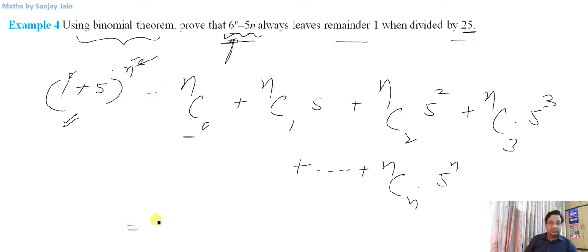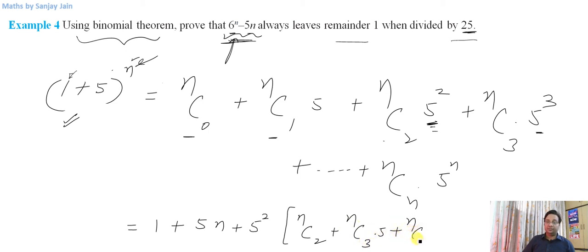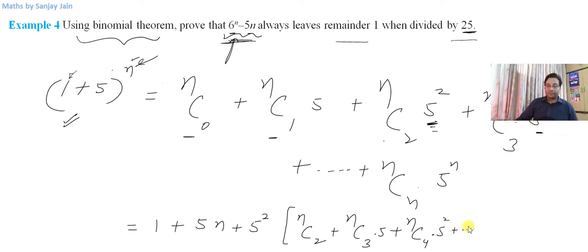This is 1. This is nc1 is n, so I can write it as 5n plus this is nc2 into 5 squared. So if you see the rest of the terms, 5 squared can be taken as common from the rest of the terms. So if I take it common, I'll have nc2 here, right? I've taken this outside, and from this I'll have nc3 into 5, then nc4 into 5 squared plus and so on, and then I'll have ncn 5 raised to power n minus 2.